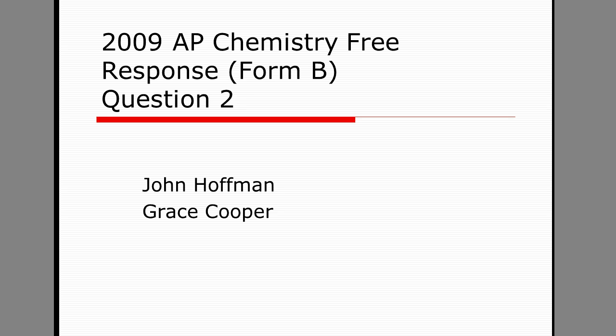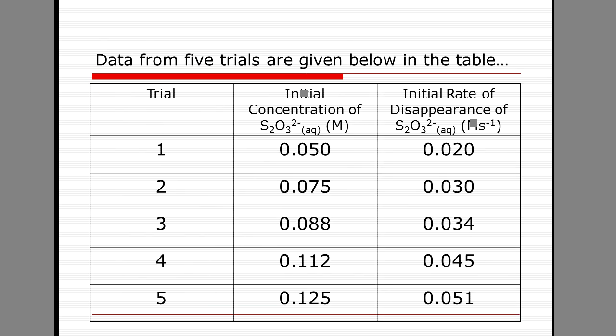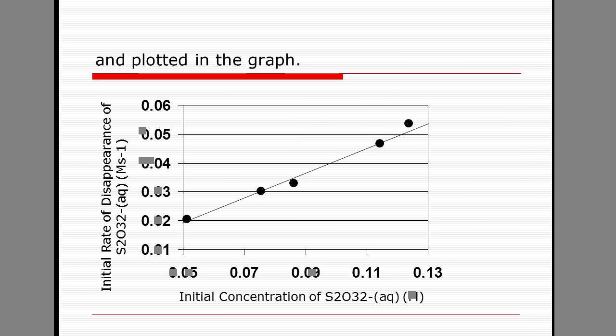We will be doing the 2009 AP Chemistry Free Response Form B, question number 2. A student performs an experiment to investigate the decomposition of sodium thiosulfate in an acidic solution, as represented by the equation above. In each trial, the student mixed a different concentration of sodium thiosulfate with hydrochloric acid at a constant temperature and determined the rate of disappearance of thiosulfate. Data from the 5 trials are given below in the table and plotted on this graph. So this is all the information that is given to you at the beginning of the problem.